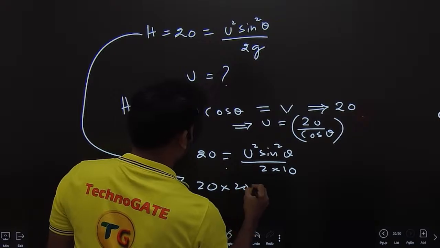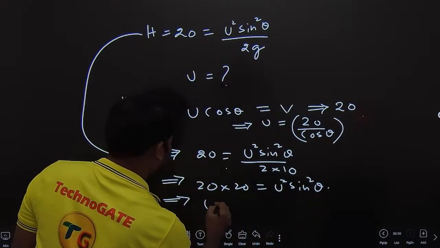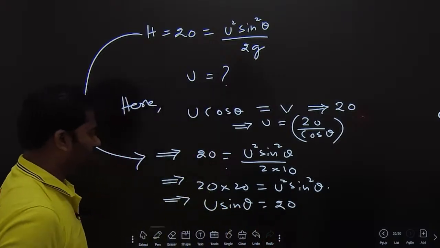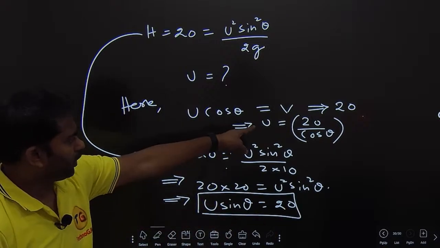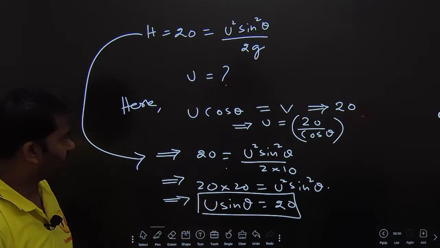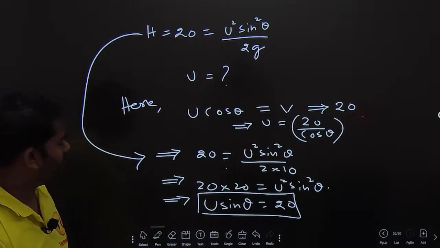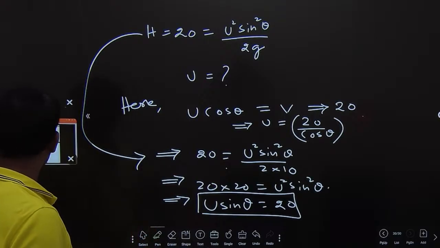20 into 20 is equal to u square sin square theta. That means u sin theta value is equal to 20. U sin theta is equal to 20 we are getting, and u cos theta is also 20. Understood? We need to get the value of u, so we should remove the value of theta only. Why is there a confusion here?